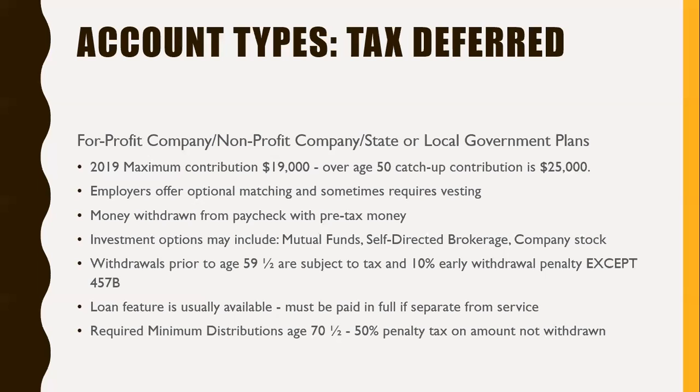Also, with tax-deferred accounts, there is a required minimum distribution at age 70 and a half. If you fail to adhere to that required minimum, then you are subject to a 50% penalty tax on the amount that you did not withdraw, which you should have.